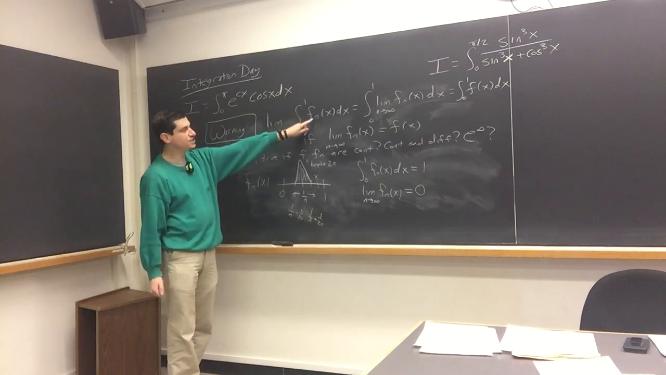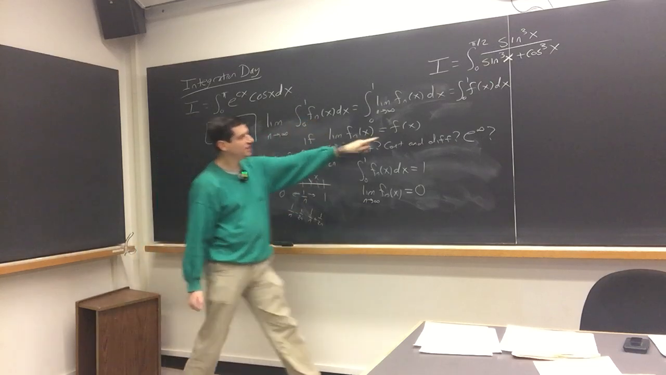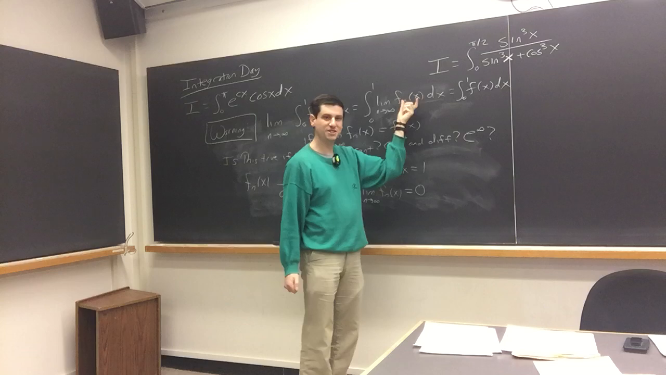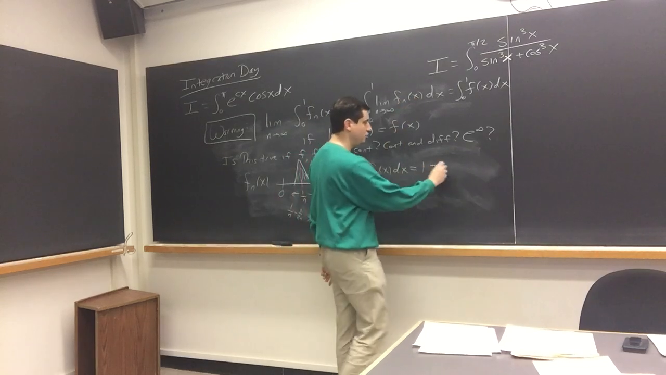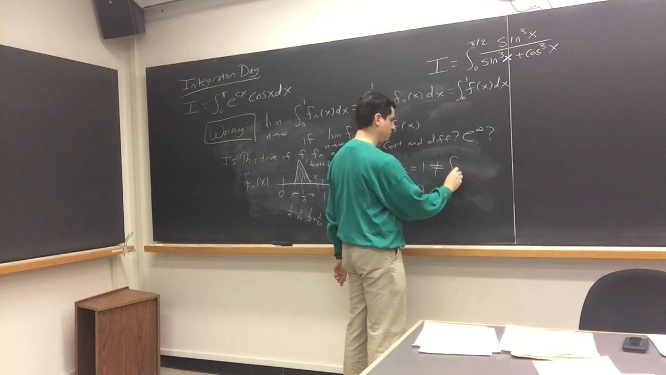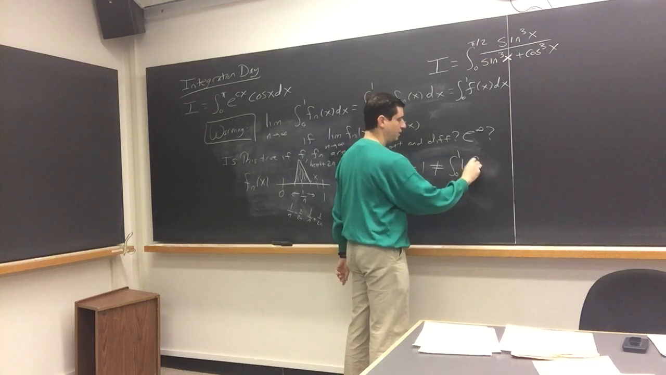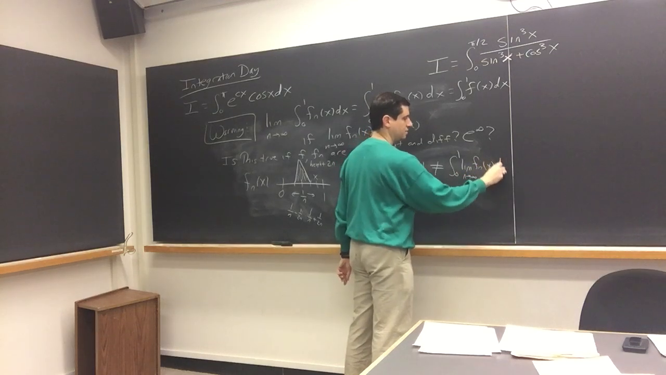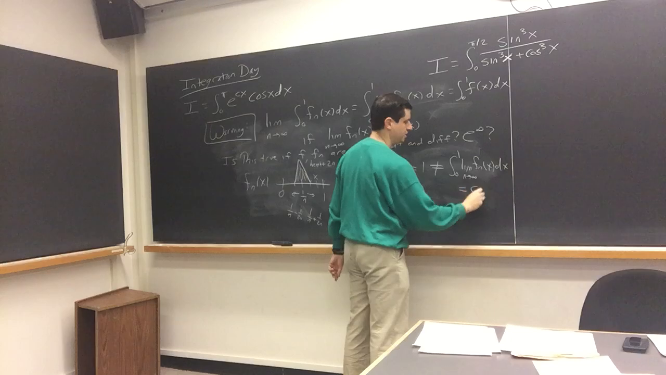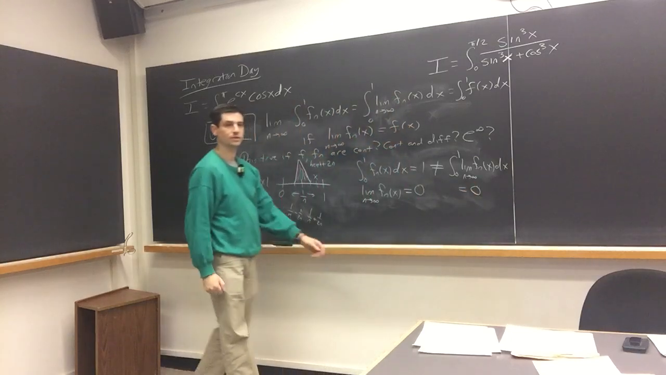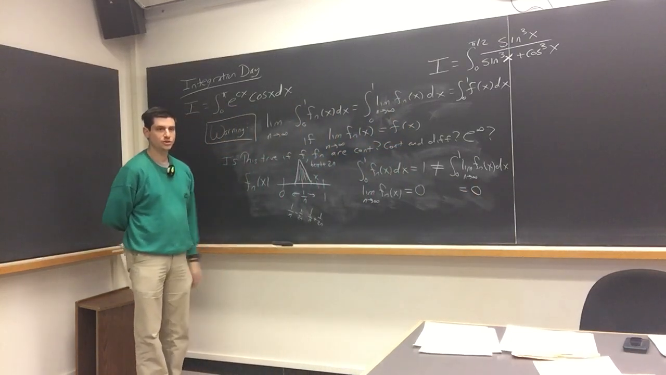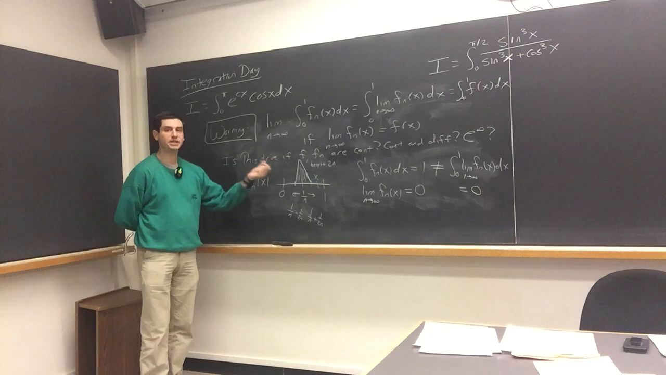So each of these integrals is 1, but this function is identically 0. This does not equal the integral from 0 to 1 of the limit as n goes to infinity of fn of x dx, because this is just 0. So this tells us we have to be extremely careful.